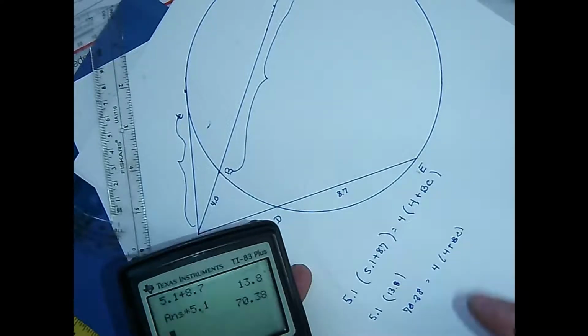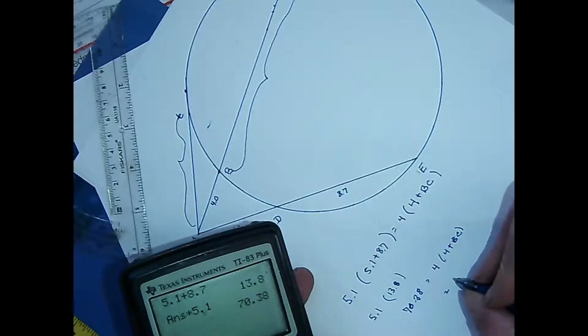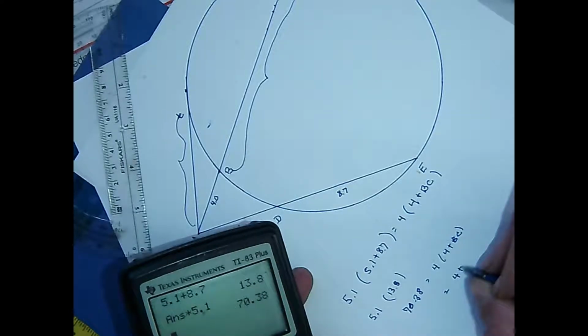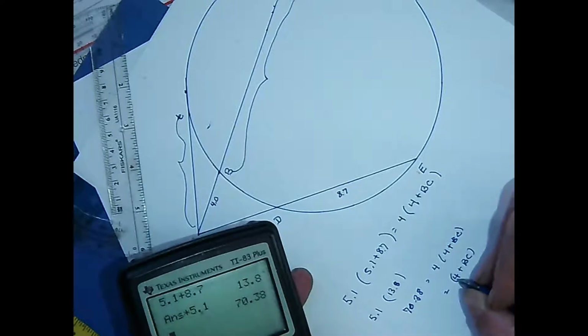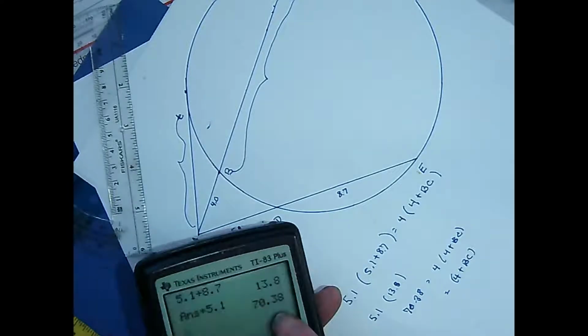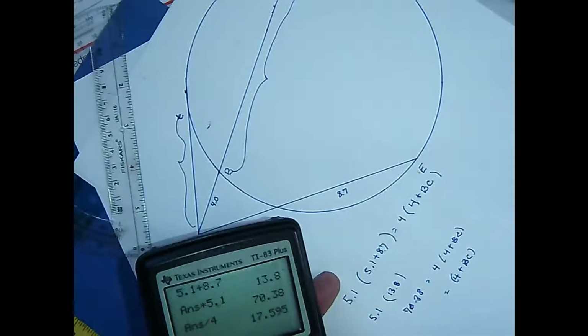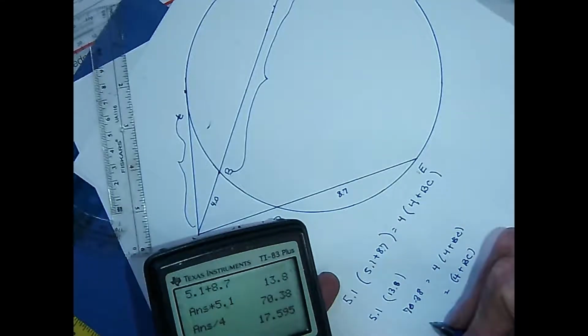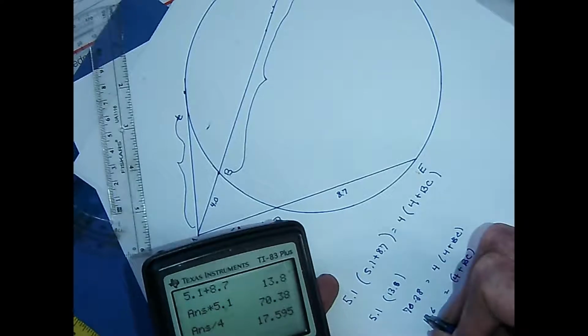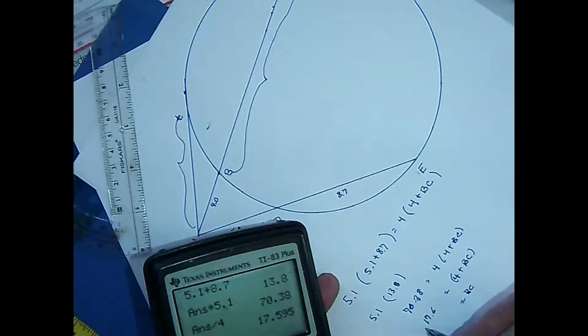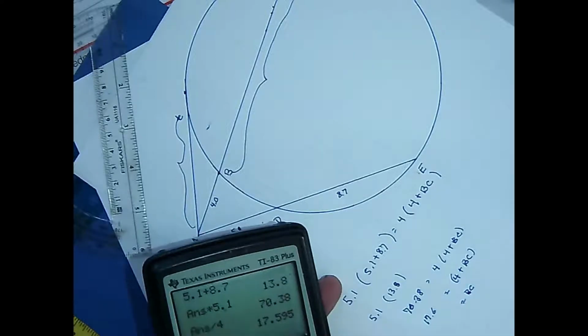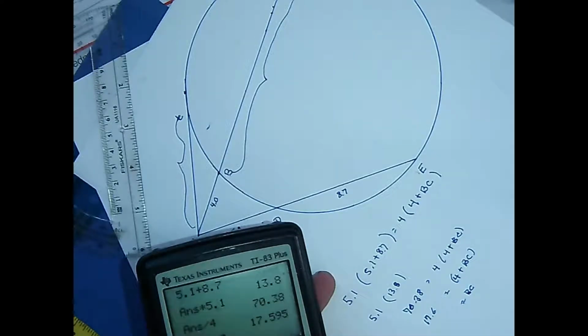I'll divide both sides by 4. I'll be left with 4 plus BC here. I'm sure there's a more clever way to handle this, but just take that 70.38 divided by 4. And I got 17.595, about 17.6, let me say. Subtract 4 from that, and BC would have to be whatever 17.6 minus 4 is. We'll go for about 13.6, huh?